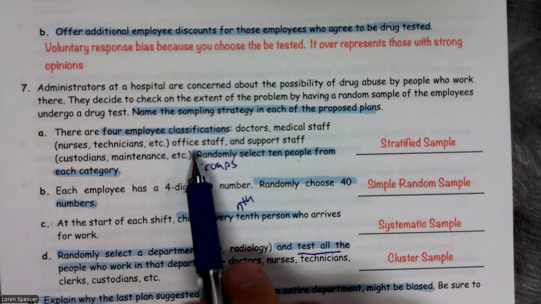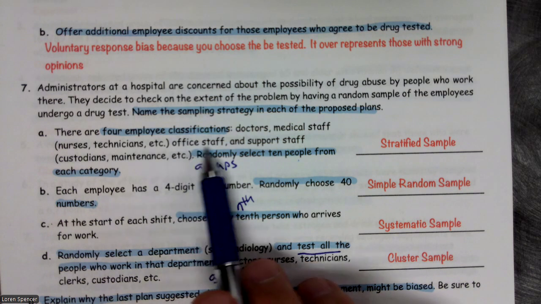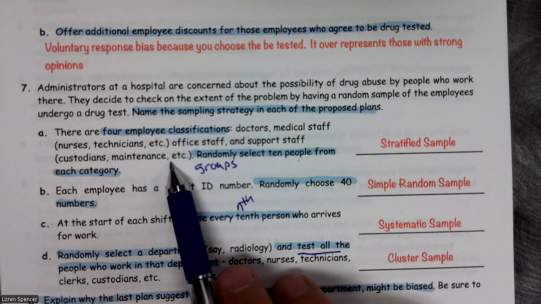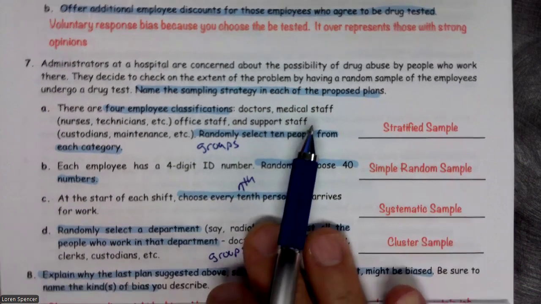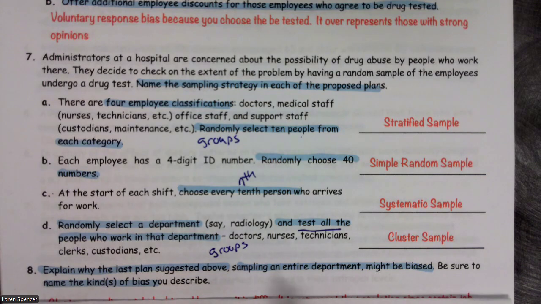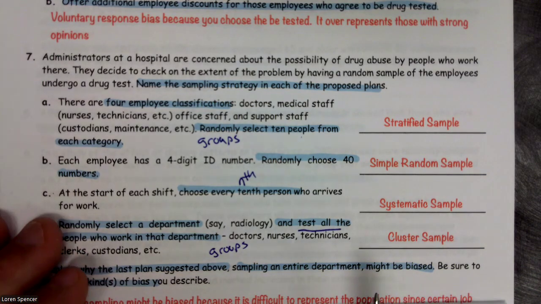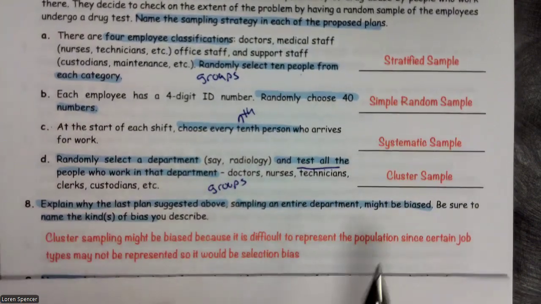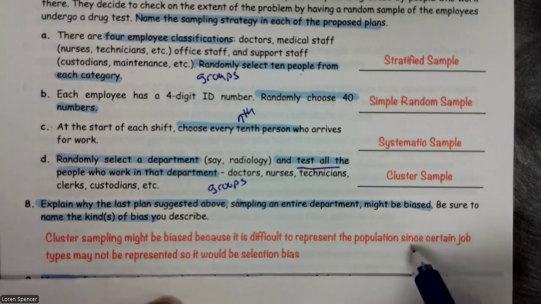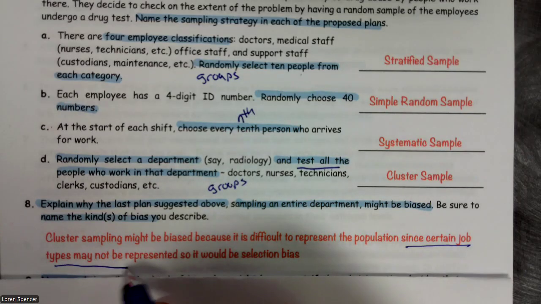Well, we know that we have doctors, nurses, technicians, clerks, custodians. And are we surveying all of them? No. All right, we're only surveying a group. So we're undercoverage, because certain job types might not be represented.